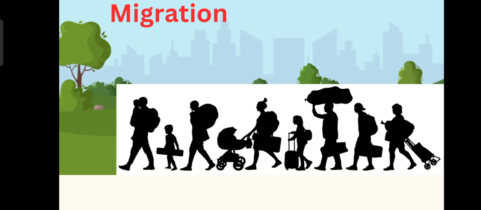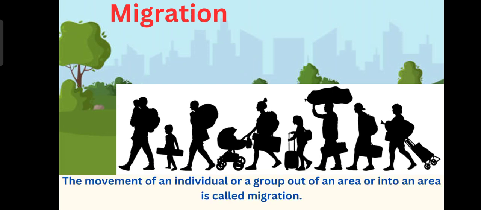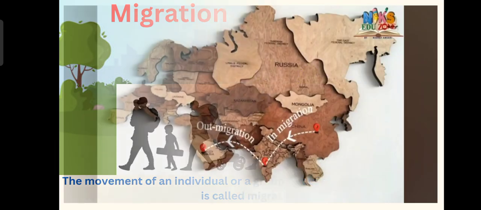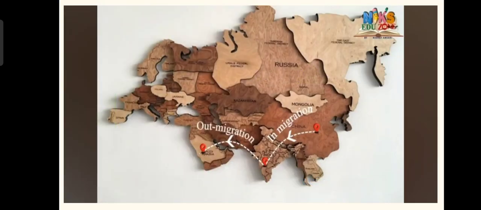And now the migration. Migration is again the movement of, might be an individual or a whole group, out of an area or into an area. During COVID-19 we have experienced migration on a huge level around us. Yes or no, students? Yes, ma'am. So now migration could be people coming into a country or people going out to a country. Also within a country, migration takes place from one state to another. However, in detail we are going to learn in our next class.